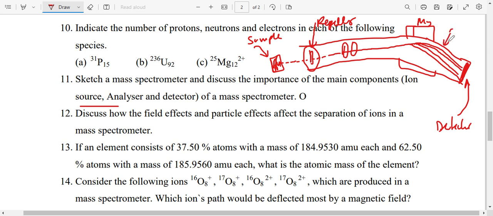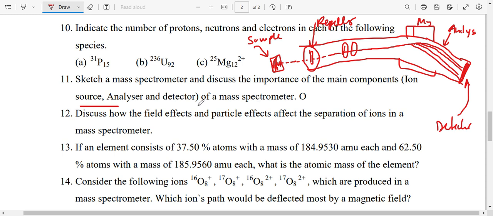At this point, we have the analyzer tube. What you have here are positively charged ions. The ions are going to be deflected in a certain order. Now let's consider the analyzer and also the detector, which are what this question is interested in.